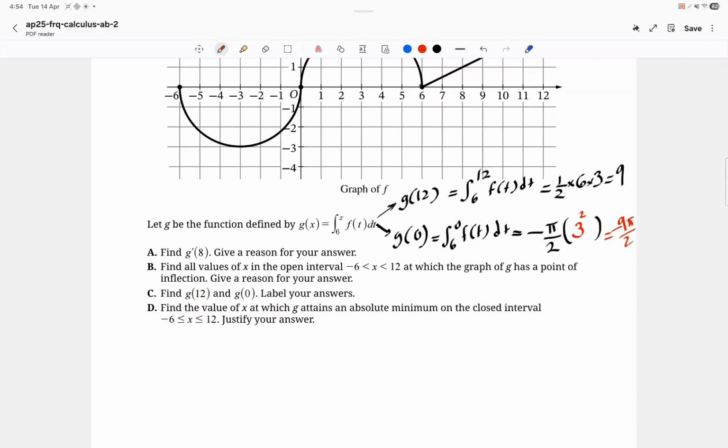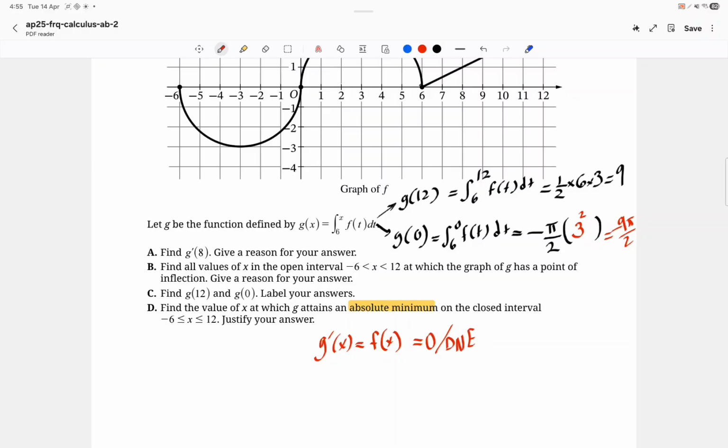Okay. So, part D. I think it's absolute minimum. Absolute. You know what that means? Endpoints plus the critical point. So at least 3 points, right? So that means when the G prime, which equals f of x, is equal to 0 or does not exist. That's what it means.